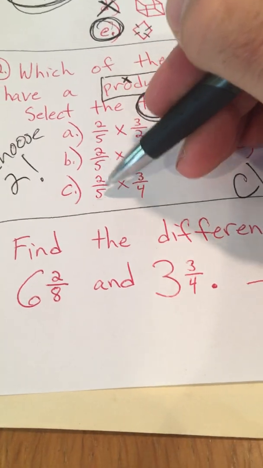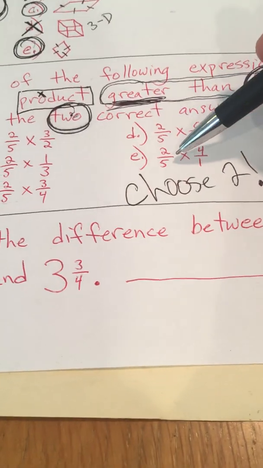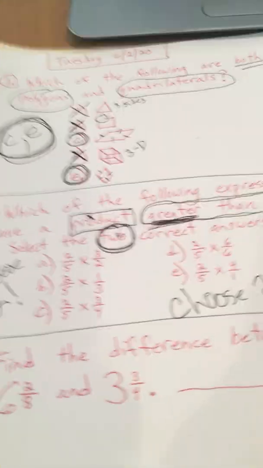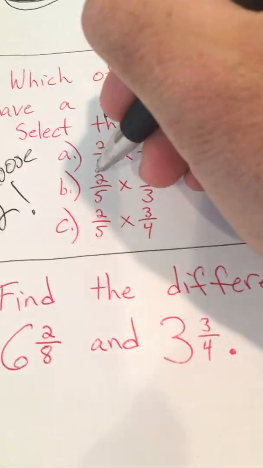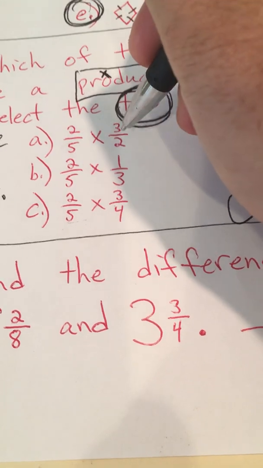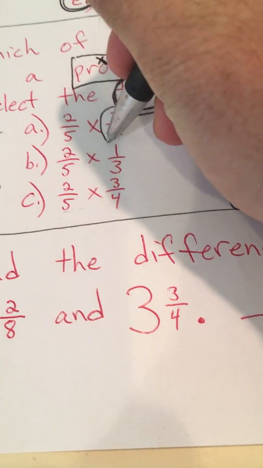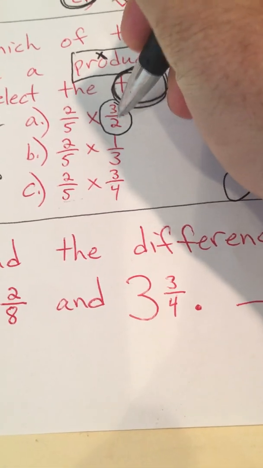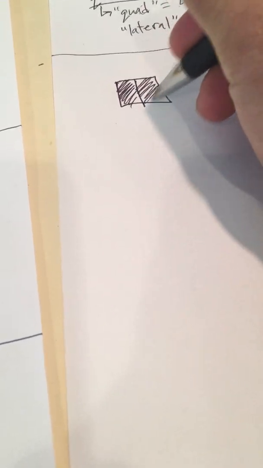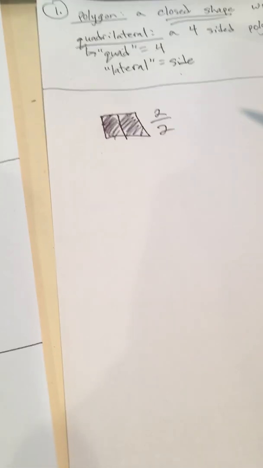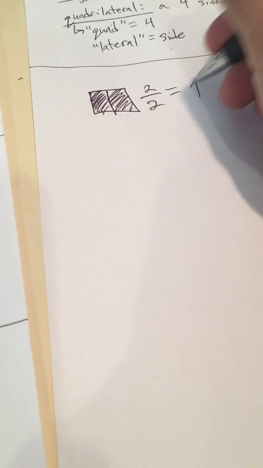Okay, so I noticed that they all have 2/5 in them. Every one of them is a multiplication problem times 2/5. So now let's look more closely. It needs to be greater than 2/5. So 2/5 times 3/2. Since 3/2 is greater than 1, right? 2/2. If you had this whole cut into 2 pieces and you have 1/2, 2/2, then you have the whole thing. So 2/2 is equal to 1 whole.